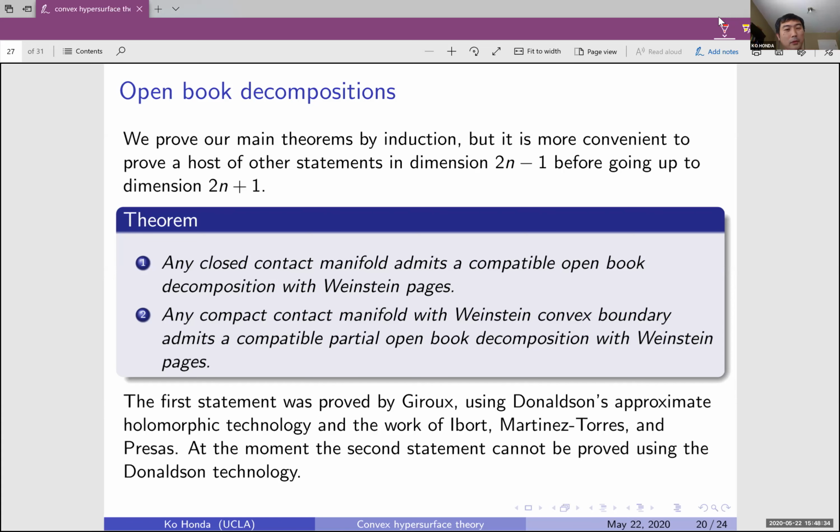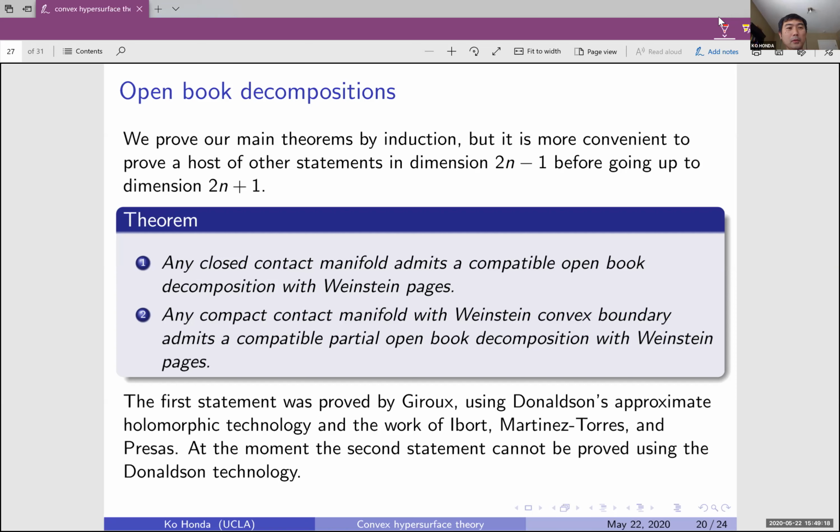So the first statement was proved by Giroux using Donaldson's approximately holomorphic technology and the work of Ibort, Martinez Torres and Presas. And interestingly enough, at the moment, the second statement cannot be proved using this Donaldson technology. As far as I know, I've asked some people, and if you can actually do this using Donaldson technology, please let me know. People tell me that you actually can't do two with Donaldson technology. And we actually need two to go up to the next level.